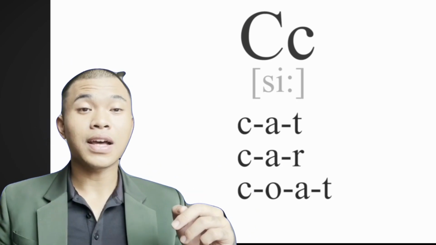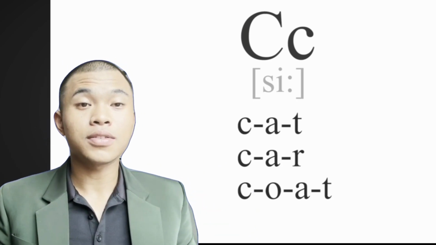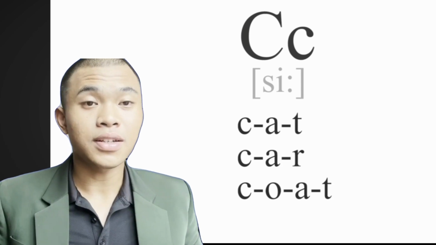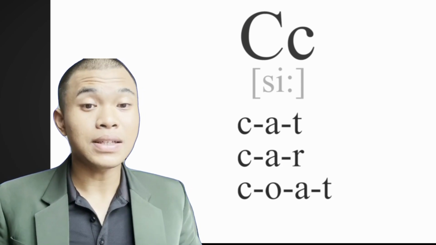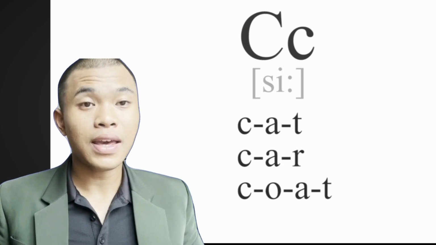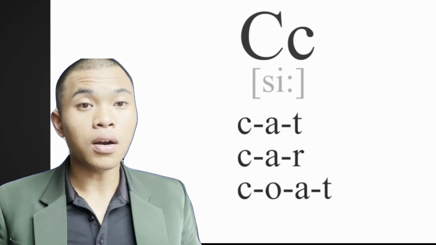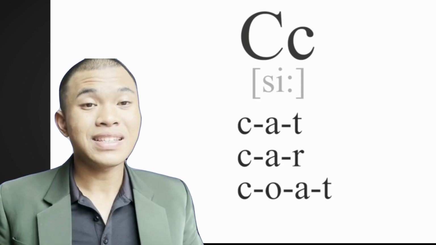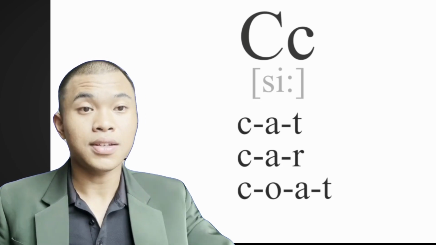The big one, it sounds like C. The small one, it sounds like K. The IPA pronunciation, it sounds like C. Example of word: cat, C, A, T. Car, C, A, R. Coat, C, O, A, T.